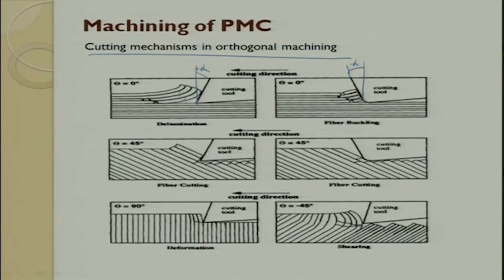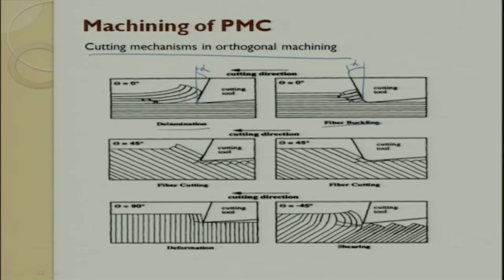When I just change the orientation from 0 to 45 and use the same tool, you look at it, the fiber gets fractured. And here, with 45 and a negative rake angle, you see two phenomena again: fiber cutting, where the fiber is cut, and here fiber buckling. That means you try to compress the fiber, and the moment you compress it, it fractures and buckles up. This is delamination, which you see here.